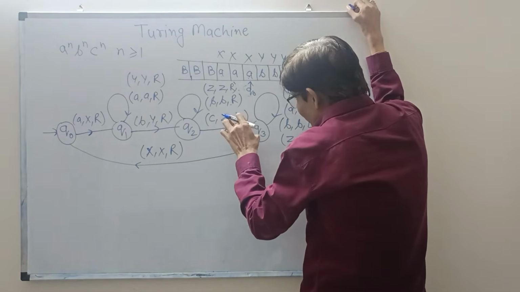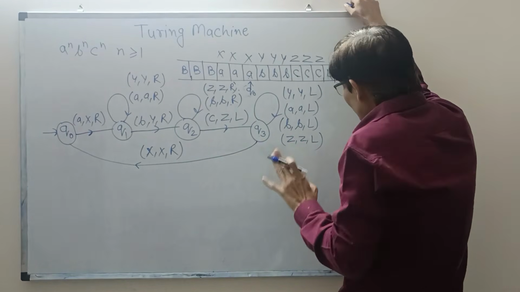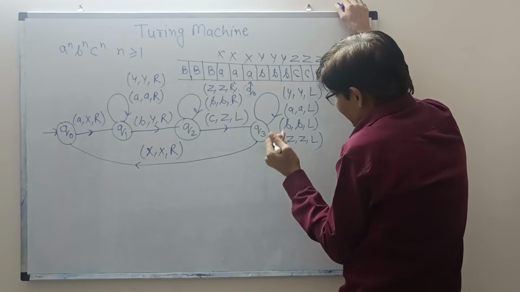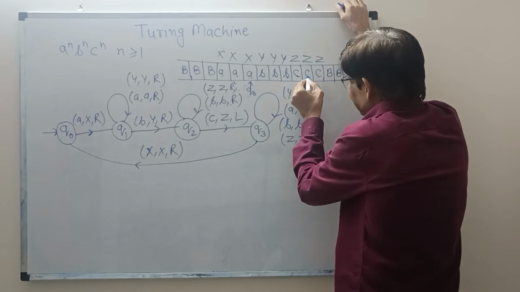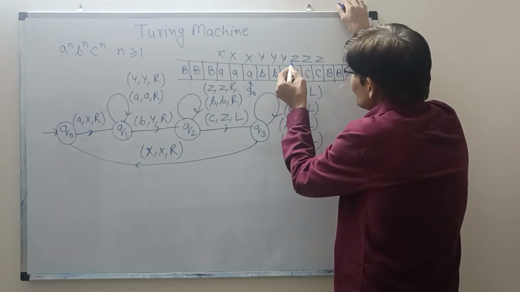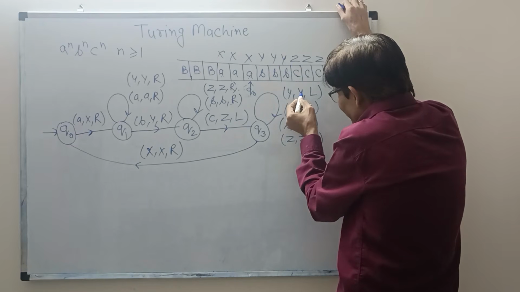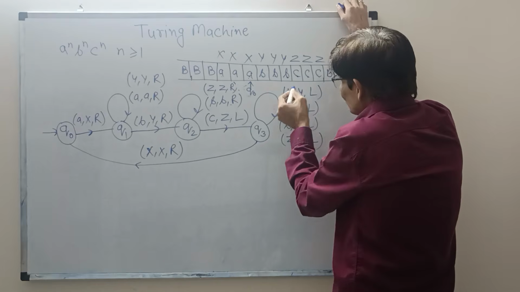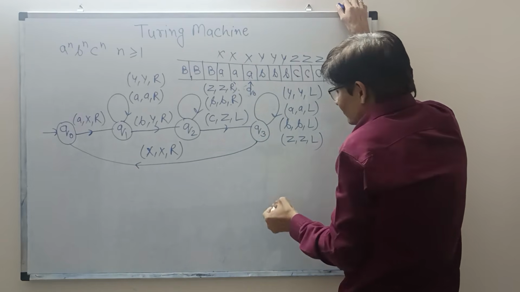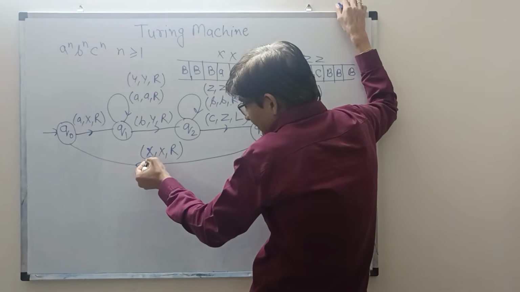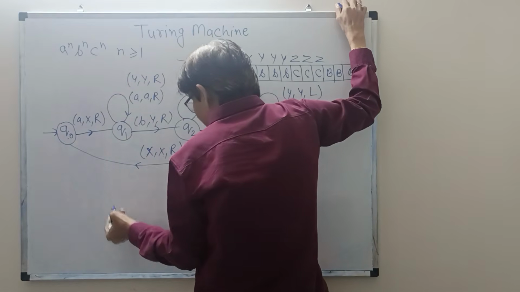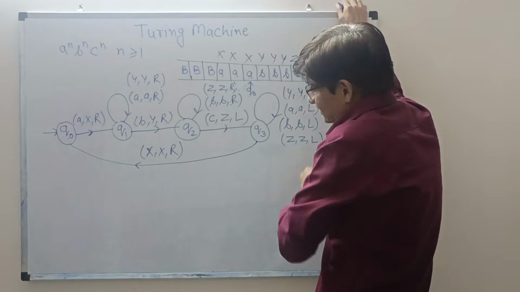So you will move towards the left direction now. When you are moving backward in the left direction, you will get Z. You will leave this Z as it is and continue moving towards left. You will get Y. You will leave this Y as it is and continue moving towards left. And when you get X, you will leave this X as it is and move to Q0 and reverse the direction of your movement.